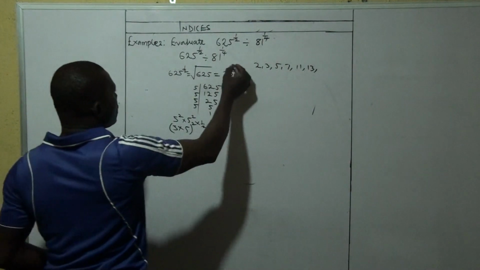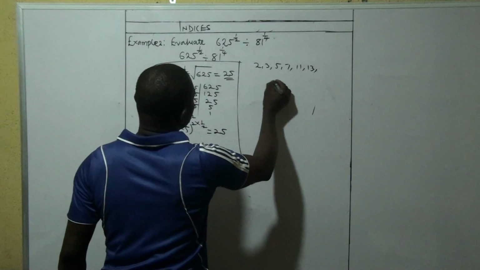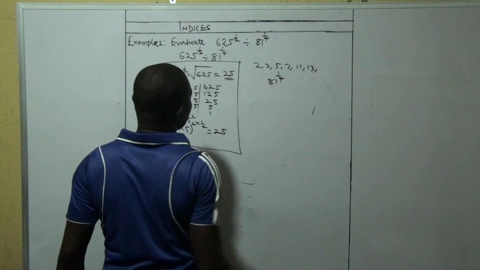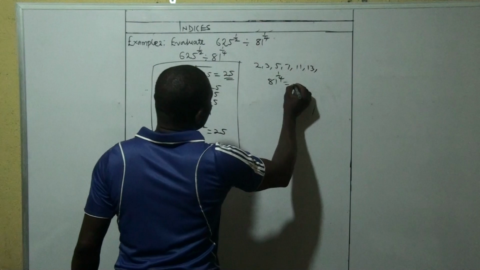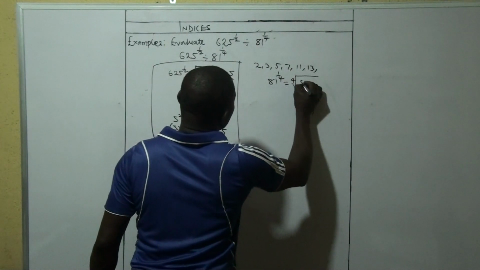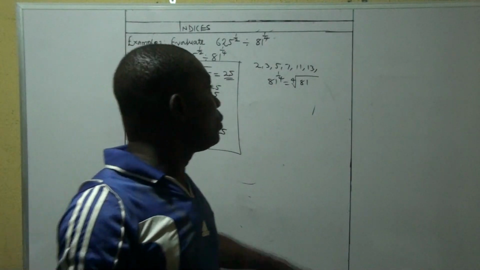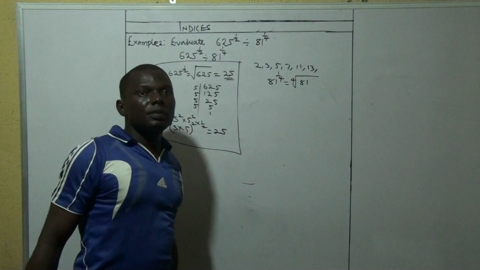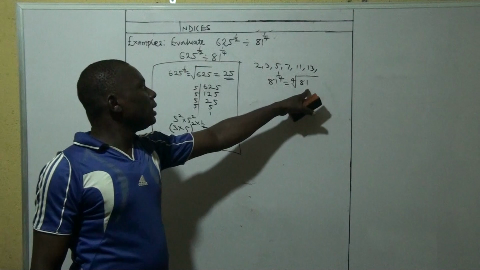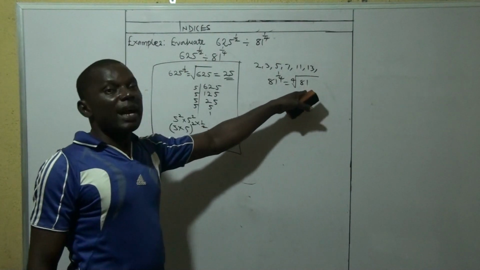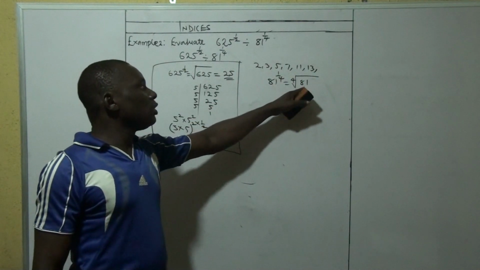Have you gotten that? Okay. So I've closed this. So let's look at this 81 raised by 1 over 4. This one means the fourth root of 81. We're going to ask ourselves which number will multiply itself 4 times to give us 81. So we can only do that by using a factor of 81. We look for a prime number that can divide 81.